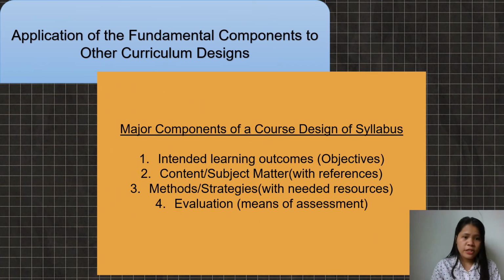Next is the application of the fundamental components to other curriculum designs. So there are four major components of a course design or syllabus. First is intended learning outcomes, or the objectives of the lesson. Next is content or subject matter with references. In designing a lesson plan, you have your content or the subject matter. So you can also provide references for that lesson.